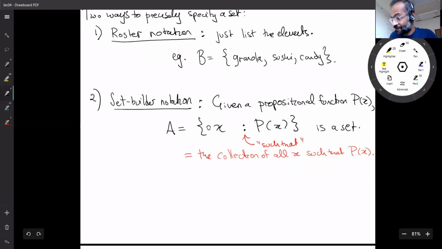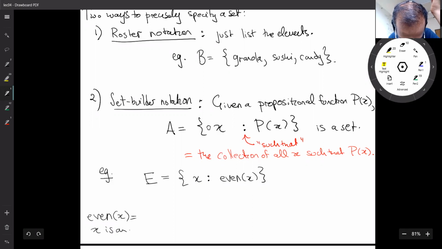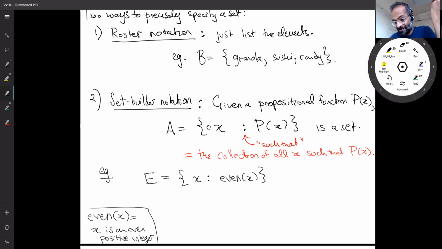So using this, I can define some infinite sets very precisely. For example, I can consider the set E to be the set of all x such that x is even. So remember, even is something we defined in the last lecture. A positive integer is even. So just for concreteness, even x means x is an even positive integer. And so this is an infinite set. This is the set of all positive even integers.